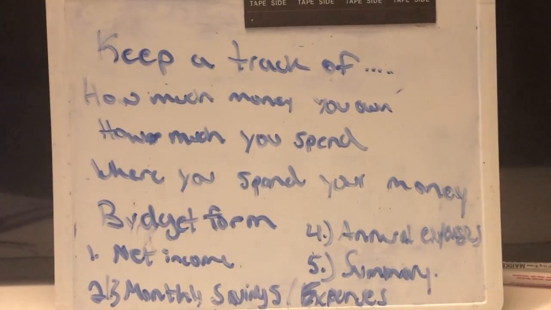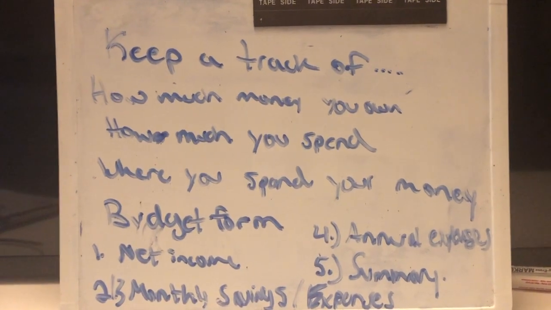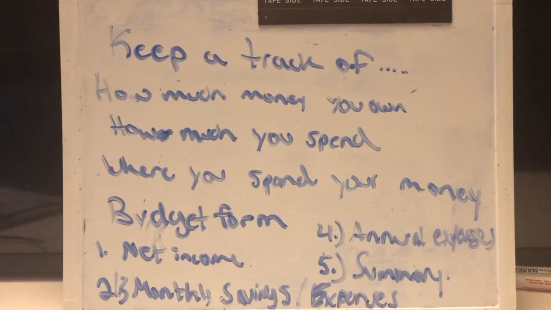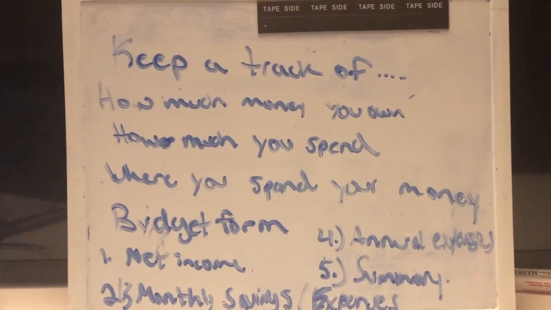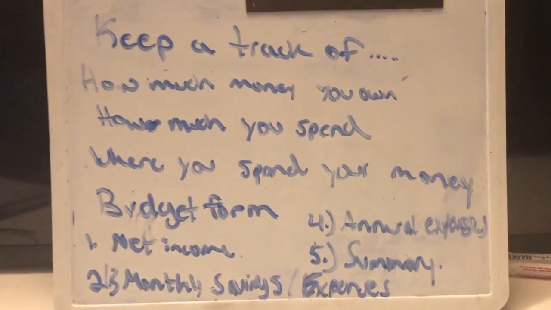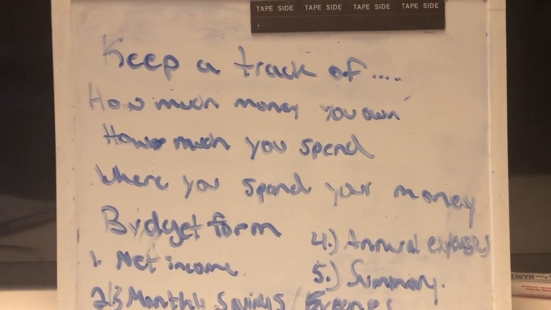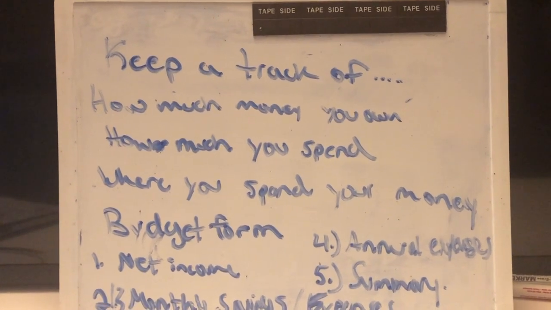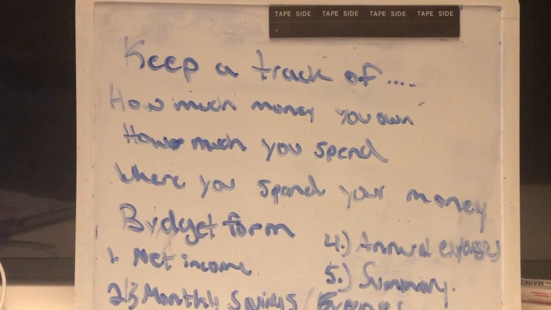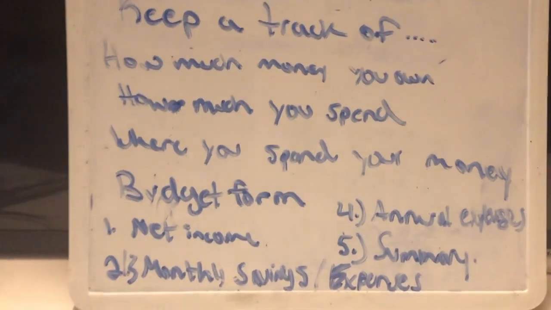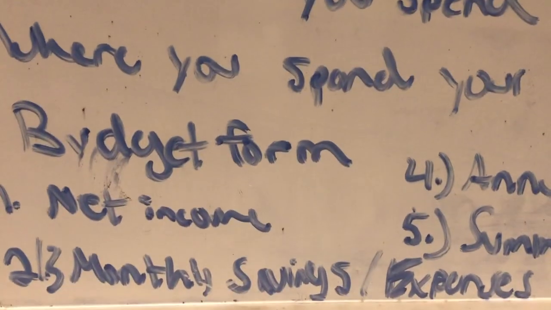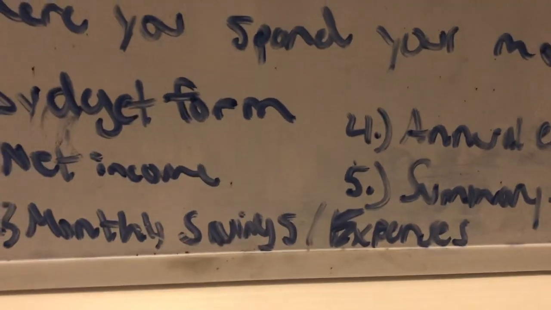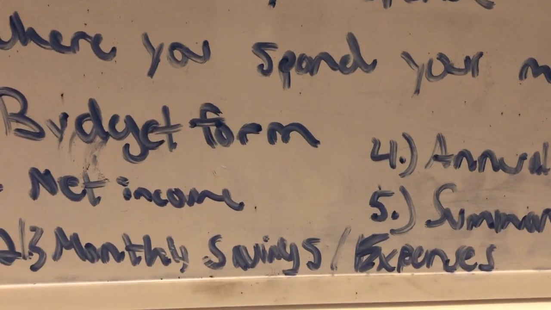These three things are really important, because you can do a really good job of predicting your future budget: where you're spending, how much you're spending, and how much you're actually making. It can be a good barometer. The next five things we're going to talk about are on this budget form, and what this exactly means, per se.